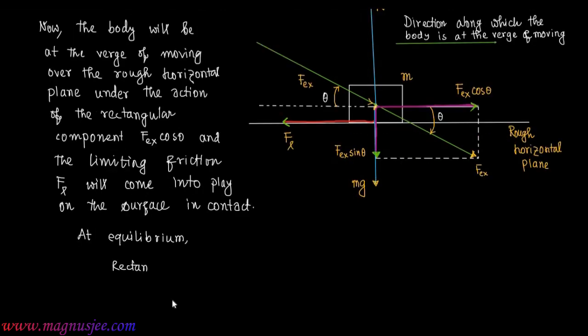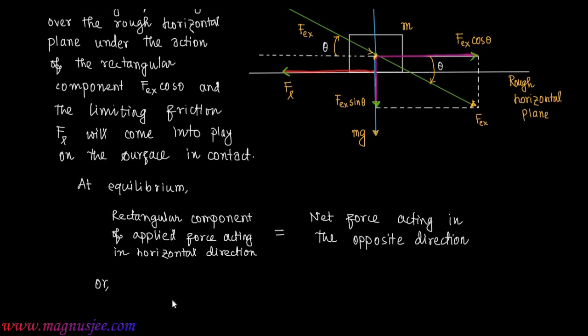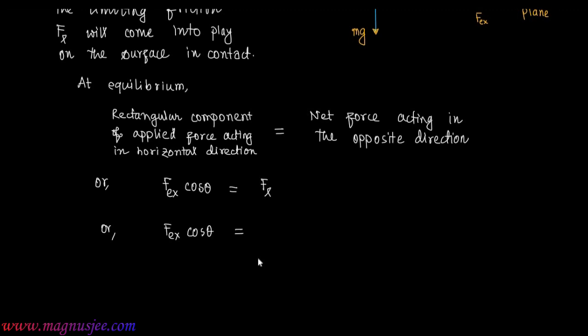At equilibrium, the rectangular component of applied external force Fex acting in horizontal direction will be equal to the net force acting in the opposite direction, or Fex cos theta will be equal to limiting friction Fl, or Fex cos theta equals mu into R, where mu is the coefficient of static friction.